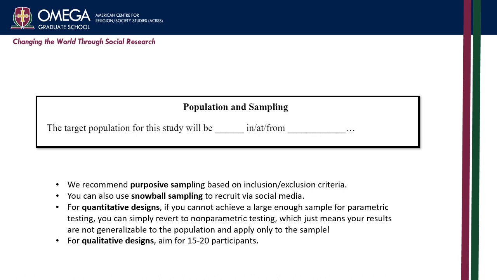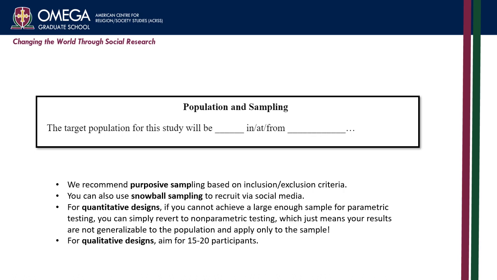When you get to the actual development of Chapter 3, we will recommend that you use what's called purposive sampling, which is based on inclusion-exclusion criteria. So you're going to state what makes a person eligible to participate in your study. And you can combine that with what's called snowball sampling if you're not recruiting directly from a particular organization or if you have permission to use a mailing list or something like that.